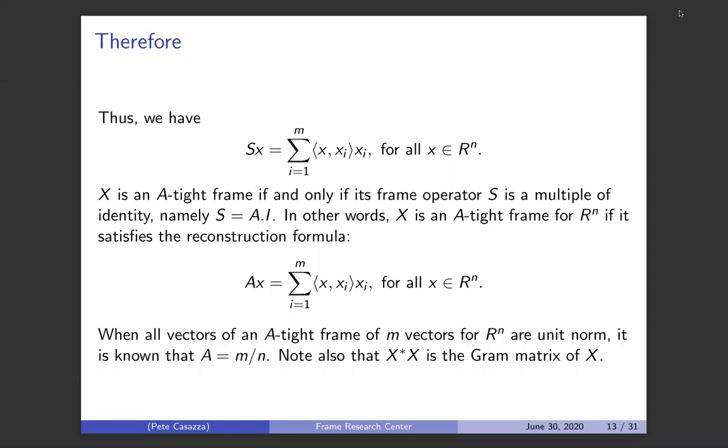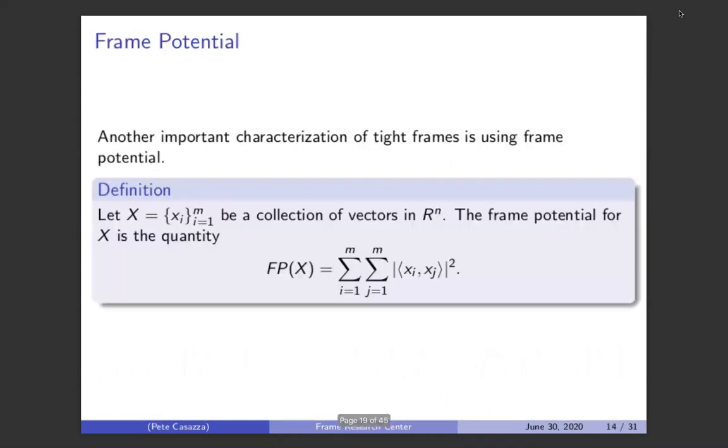So X is an A-tight frame as long as it satisfies this reconstruction formula: A times x is the sum of ⟨x, x_i⟩ x_i for all x. When all the A-tight frame vectors are unit norm, then it's actually known what the constant A is. It has to be m over n. And of course, X star X is the Gram matrix of X, which is different from X X star, which is the frame operator.